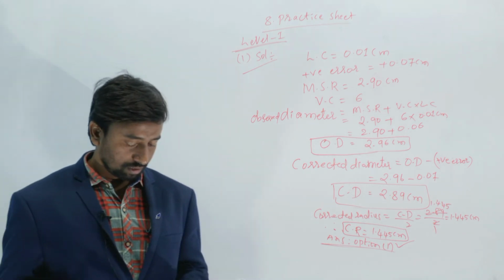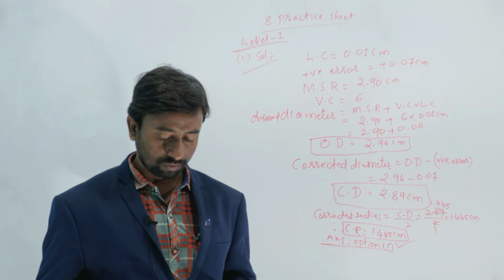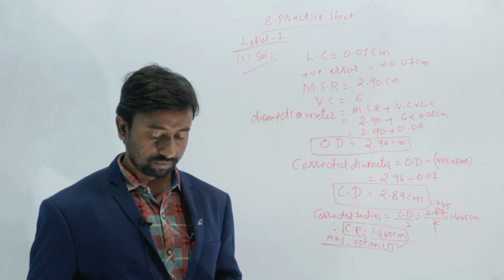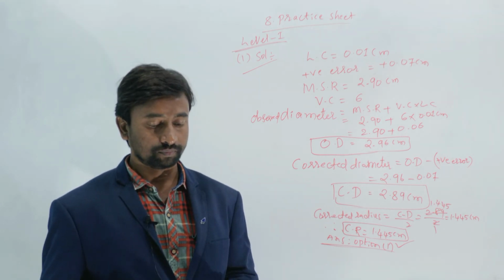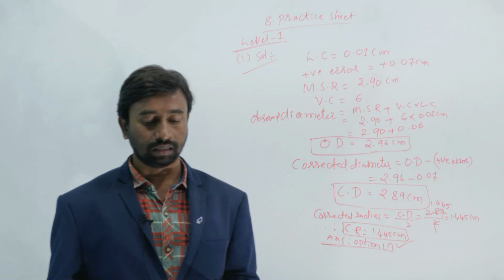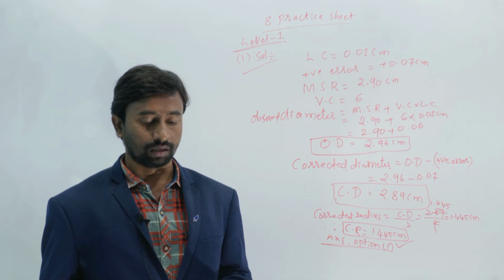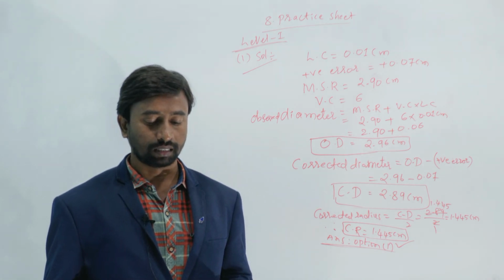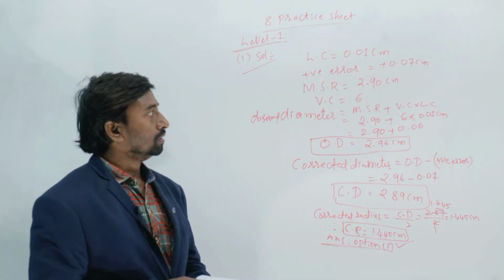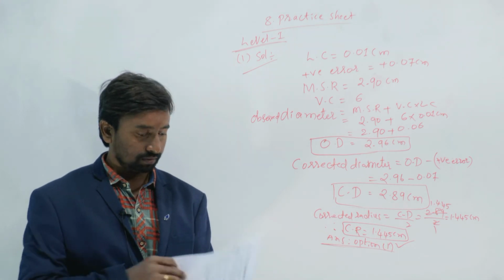So the next question is there, the second one. The Vernier scale has 10 divisions. It slides over a main scale whose pitch is 1 mm. If the number of divisions on the left hand of 0 of the Vernier scale on the main scale is 56 and the 8th VSD coincides with the main scale, if the instrument has a negative error of 0.06 centimeter, then calculate the corrected length.